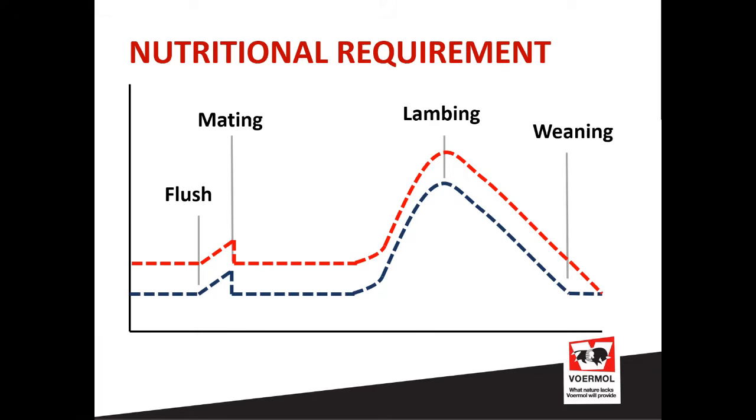So I've got two lines there. The blue line, the bottom line, represents an adult ewe, and the red line just above it represents a replacement ewe, right? Similar flow, but about 10 to 15% higher nutritional requirement for a young ewe compared to that of an adult ewe.